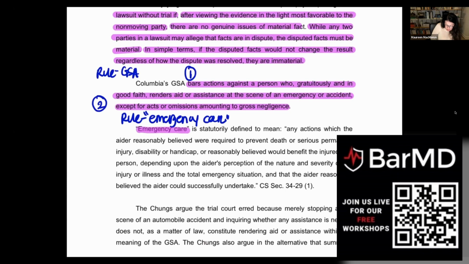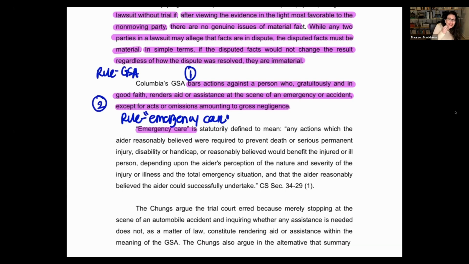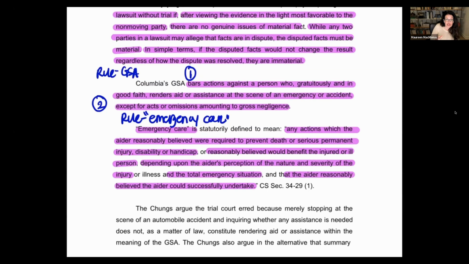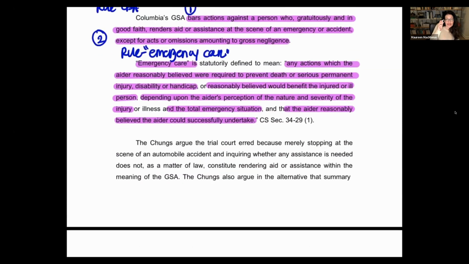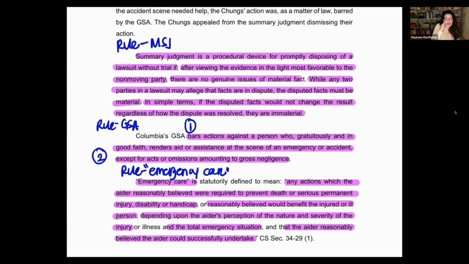When I'm highlighting my rules, I'm also looking for how I can cut this down. So emergency care is, it doesn't matter that it's statutorily defined to mean any action which the aider reasonably believed were required to prevent death or serious permanent injury, disability, or handicap, or reasonably believed would benefit the injured or ill person, depending upon the aider's perception of the nature and severity of the injury or illness and the total emergency situation, and that the aider reasonably believed the aider could successfully undertake. So that's what emergency care means. So there's been this section on rules, right? Rules for an MSJ and then rules for the GSA.